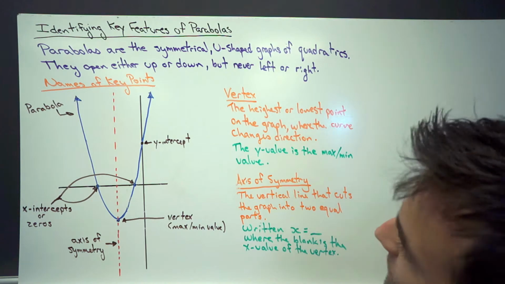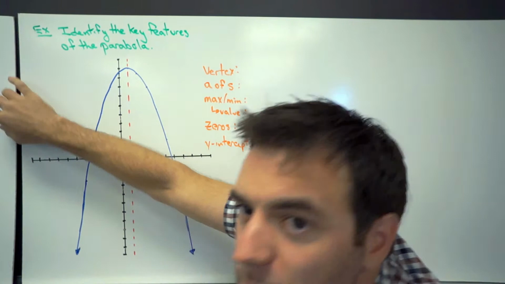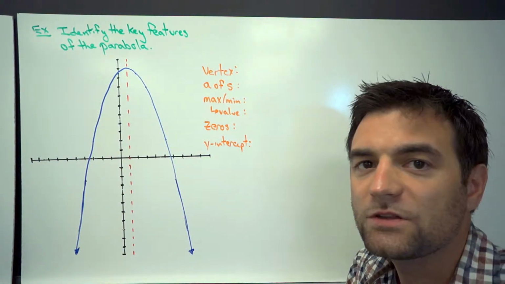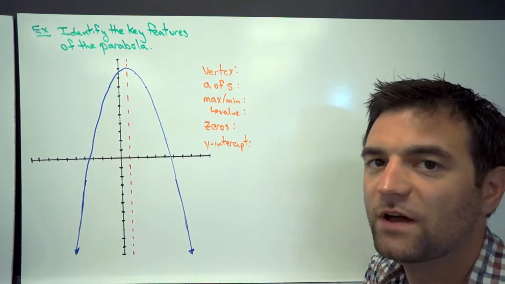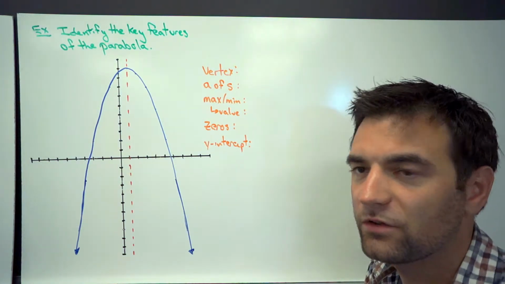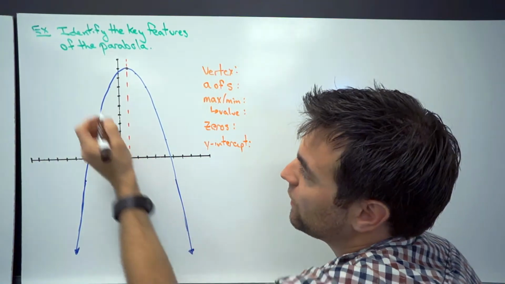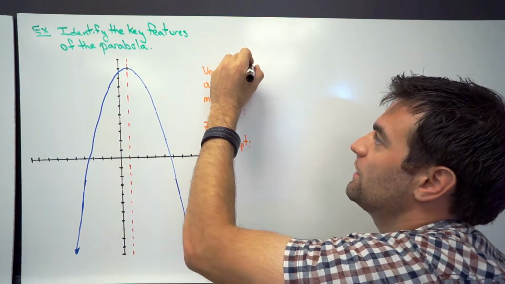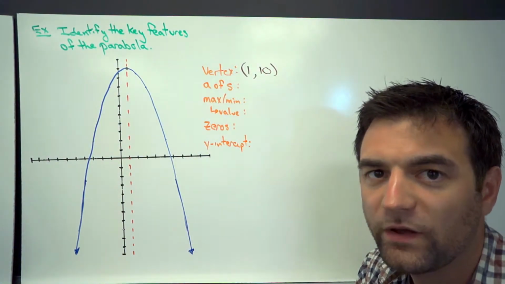So let's look at an example of labeling some of those points. Here we have a graph. It's opening downwards. Here's our axis of symmetry, and we're going to try and identify some of those key points. The vertex, again, is that highest or lowest point on the graph where it curves. That's right here, and the coordinates seem to be (1, 10). The vertex is written down as a point.